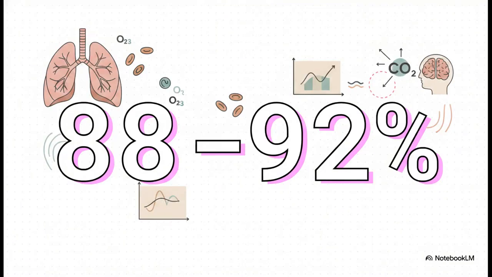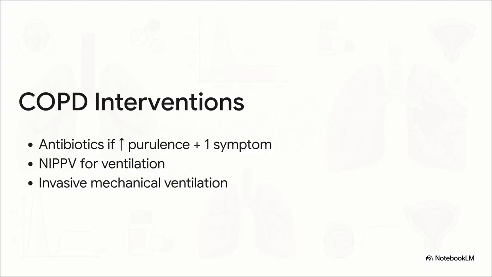This is absolutely crucial. Strictly target an oxygen saturation of 88 to 92%. If you push the oxygen higher, you can blunt their hypoxic drive and cause worsening hypercapnia. That leads straight to dangerous CO2 retention, which we definitely want to avoid. Don't just throw antibiotics at everyone. They are indicated only if increased sputum purulence is present alongside at least one other cardinal symptom, or if the patient requires mechanical ventilation.